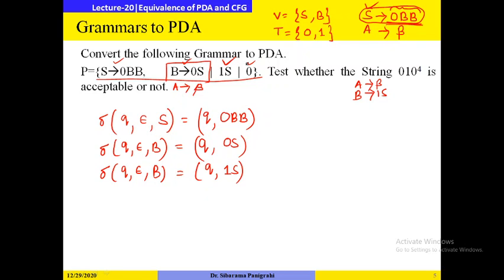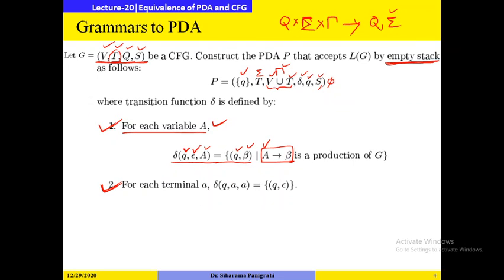Similarly, for this production, delta of q, epsilon, B equals (q, 0). Now you see I have converted all the productions to their equivalent transition functions of the pushdown automaton. So I have completed step number 1.